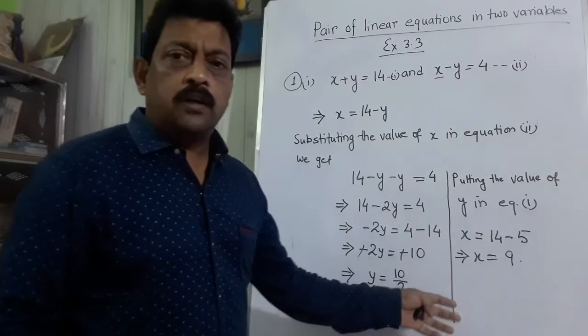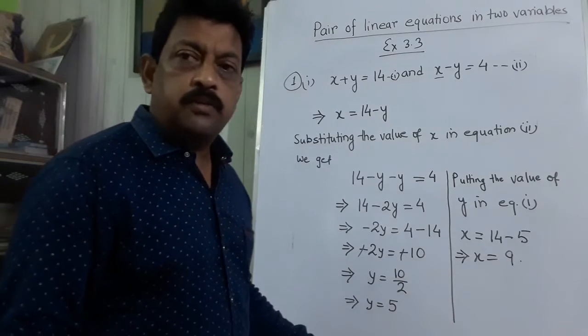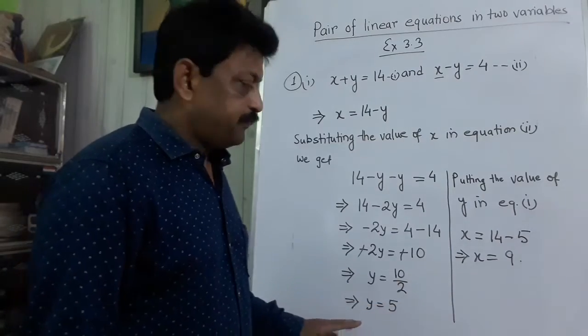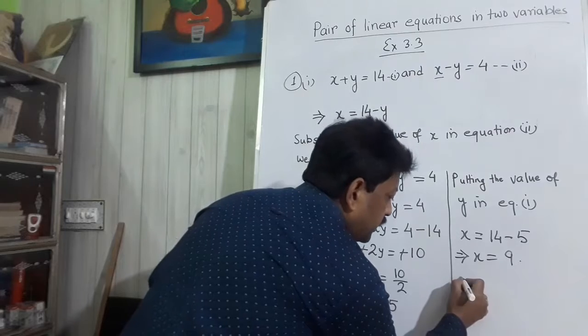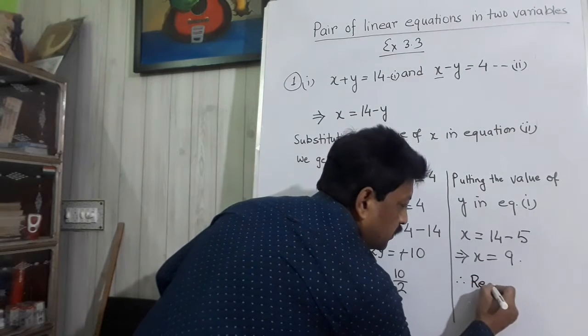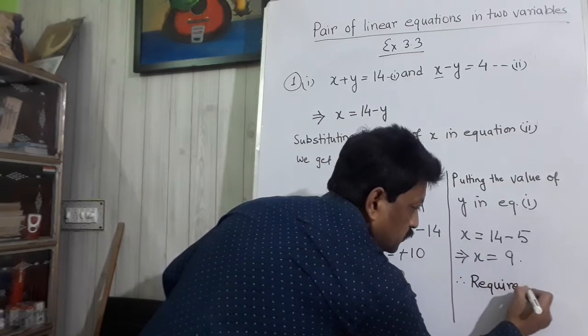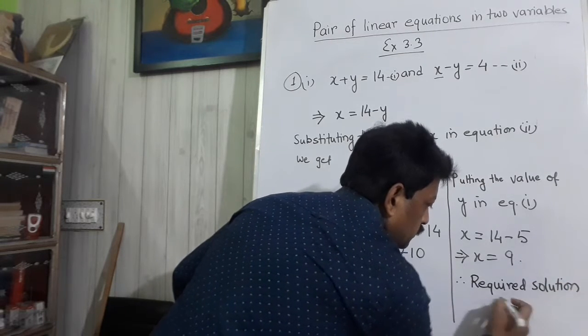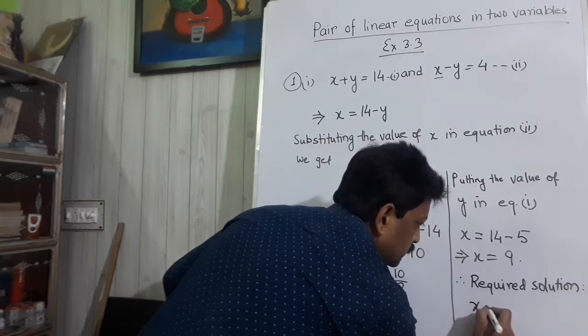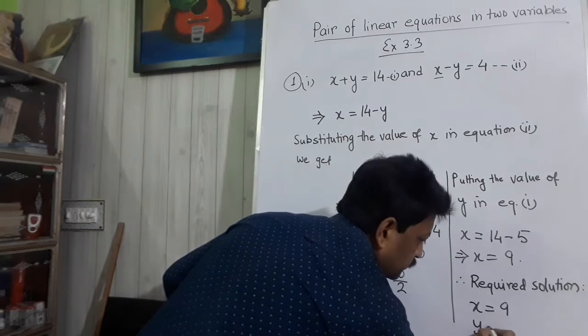So we have got the values of both the variables x and y. X is 9 and y is 5. So writing this way, therefore required solution x equals to 9, y equals to 5.